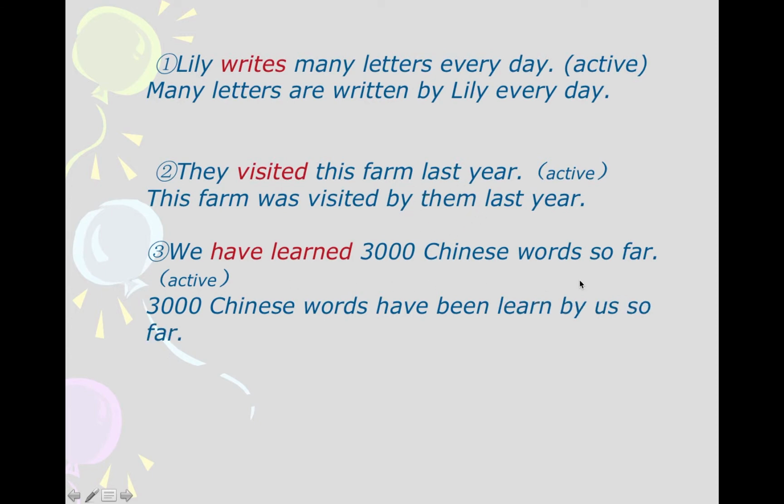So here's the last sentence. We have learned 3,000 Chinese words so far. This is active voice. So let's transfer it to passive voice. 3,000 Chinese words have been learned by us so far. So now "have learned" was an executor, and now "we" become a taker right here. Look, this is really simple. Let's go over it.